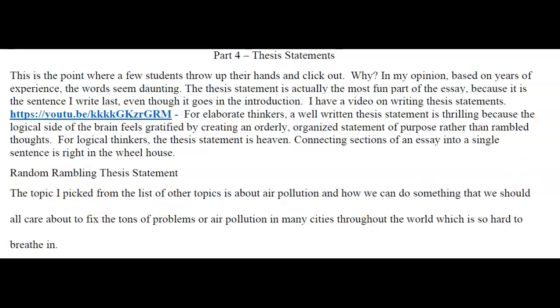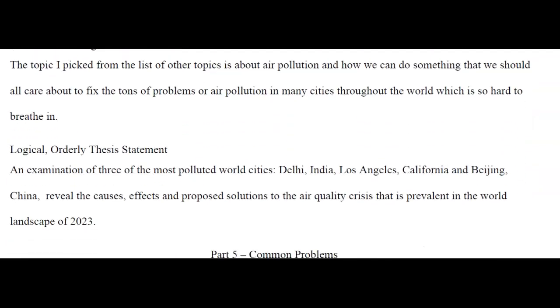So now let's look at an appropriate thesis statement. A logically ordered thesis statement. An examination of 3 of the most polluted world cities, Delhi, India, Los Angeles, California, and Beijing, China, reveal the causes, effects, and proposed solutions to the air quality crisis that is prevalent in the world landscape of 2023.